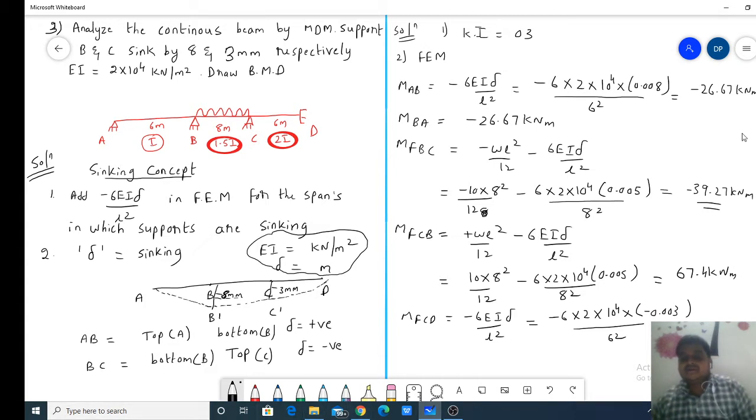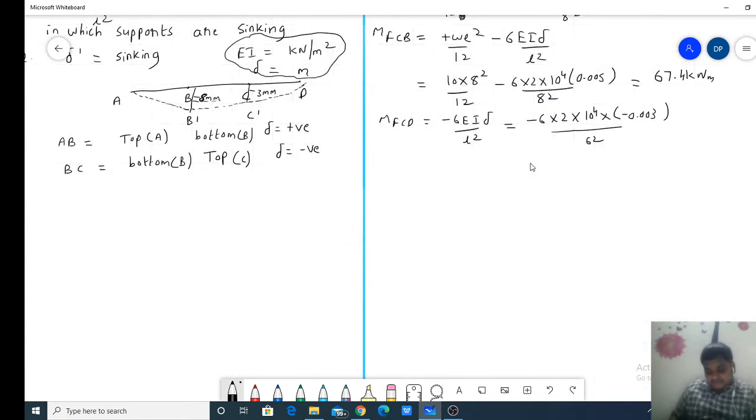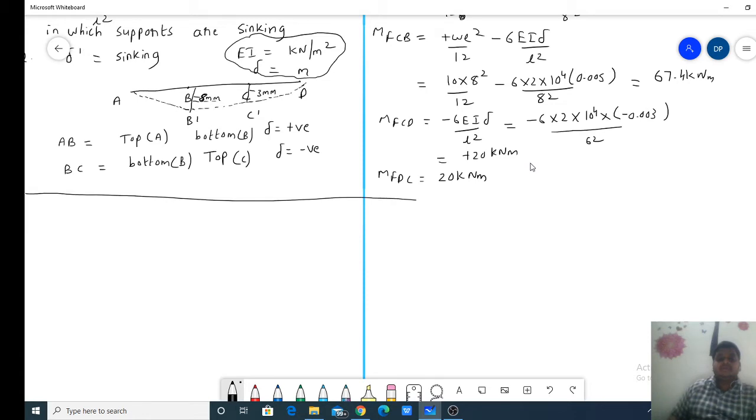And once I have solved this, this comes out to be 20. So this is plus 20 kilonewton meter. Now similarly MFDC, directly this is the same formula, so this also will be plus 20 kilonewton meter. Now up to this, whatever we have done is nothing but finding the fixed end moment. Now after this, the third step is your distribution factor table.